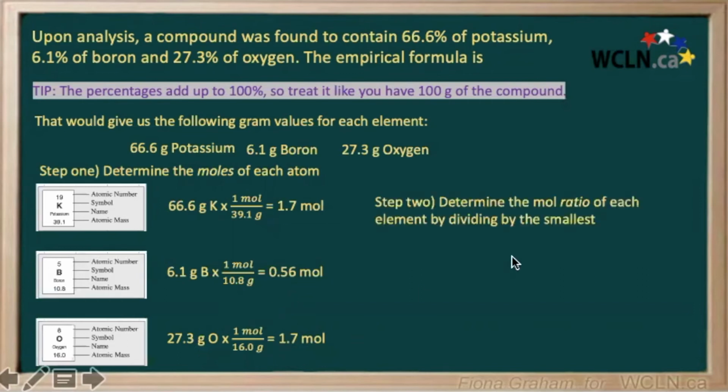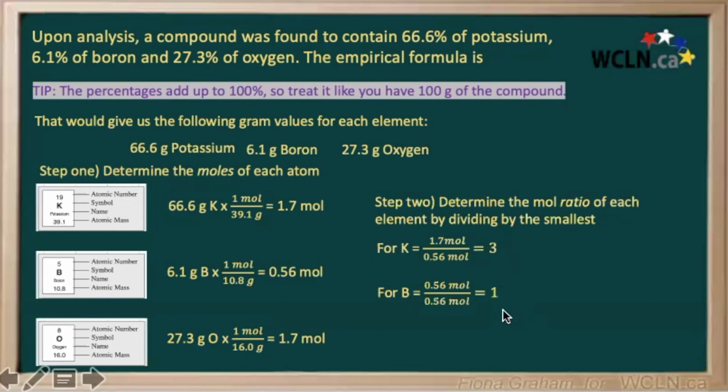So in step 2, we want to determine the mole ratio of each of these elements by dividing each one by the smallest amount that we came up with here. So for potassium, we found 1.7 moles, and the smallest amount we found over here was 0.56. So we want to know how many times 0.56 can go into 1.7, and it is about 3 times.